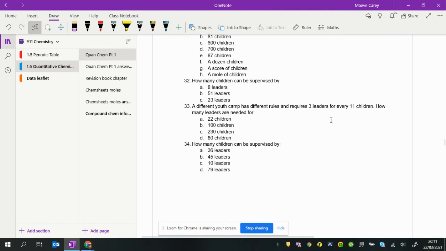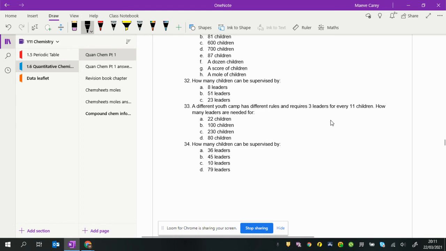Now for question 32, it's actually easier because you just need to multiply the number of leaders by 6, because it's a 1 to 6 ratio. So each leader can supervise 6 children. You just multiply to get the number of children they each can supervise. And again, check the answers in the next sheet.